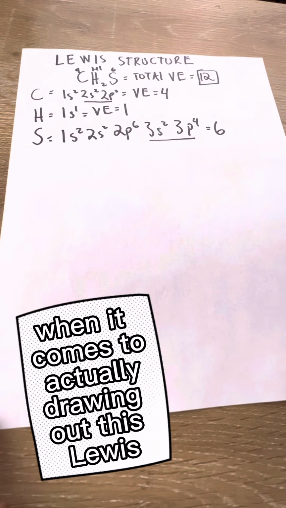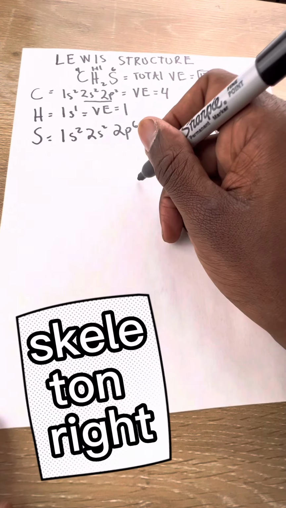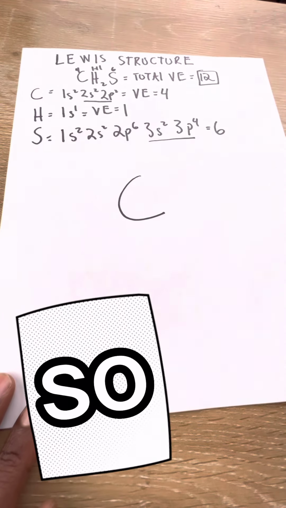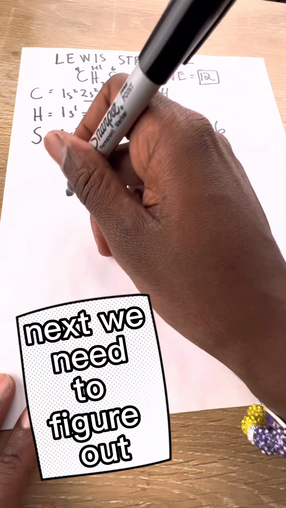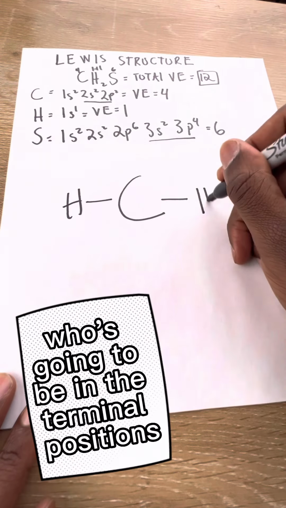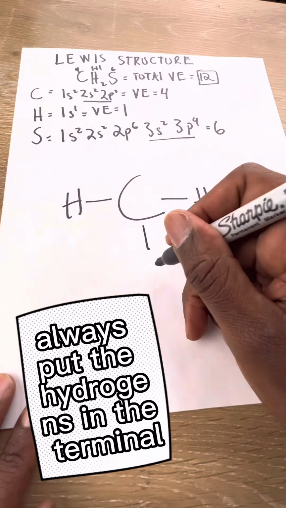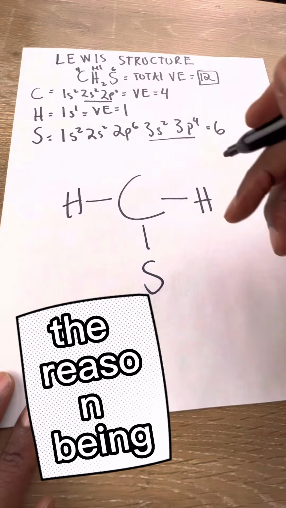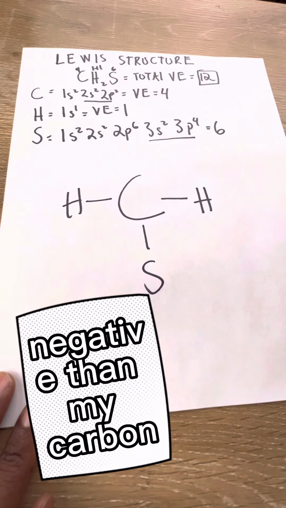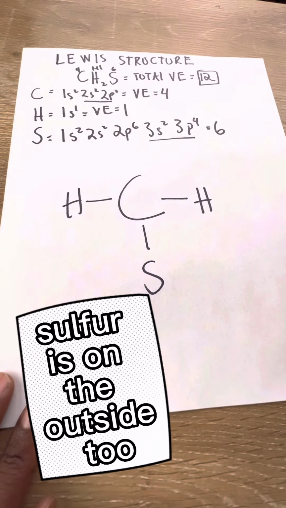When it comes to actually drawing out this Lewis structure, you need to always start off with your skeleton. In this case, my carbon is going to be in the middle. Next, we need to figure out who's going to be in the terminal positions, the outside positions. Hydrogen is going to be in those terminal positions. Always put the hydrogens in the terminal. And then sulfur is in my other terminal position. The reason being, sulfur is a little bit more electronegative than my carbon. So carbon's in the middle, 2 hydrogens on the outside, and sulfur is on the outside too.